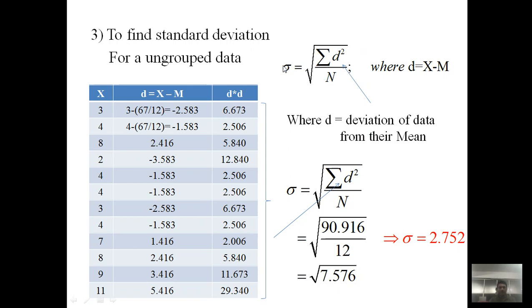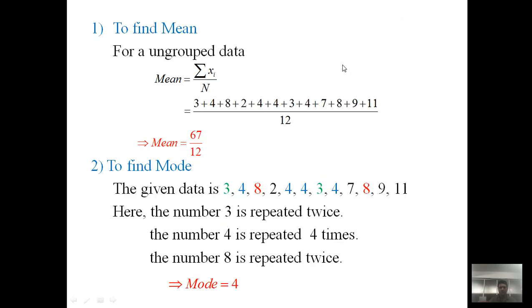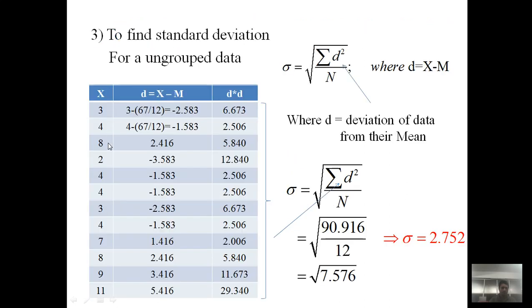To calculate the standard deviation, ultimately we have to find the numerator, that is, the sum of d square. In the first column we write all our observations, 3, 4, 8, 2 and so on up to 11. In the second column we find the deviation of the data from their mean.